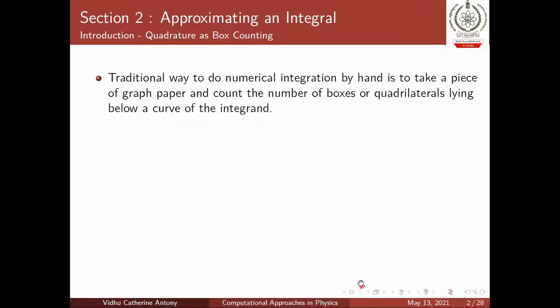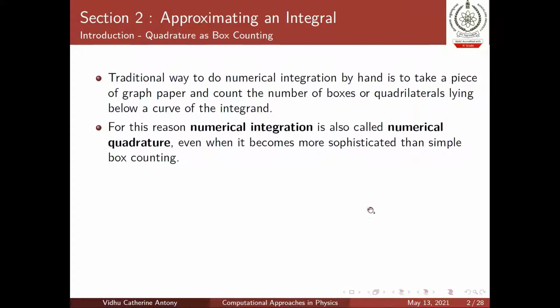Okay, so basically here, usually you have a curve, and then you count it. But here, when we are talking about a leaf, you do not have a curve, you just have very rugged outlines. So for this reason, when you talk of numerical integration, since the essence of this is to count boxes, we call this numerical quadrature.